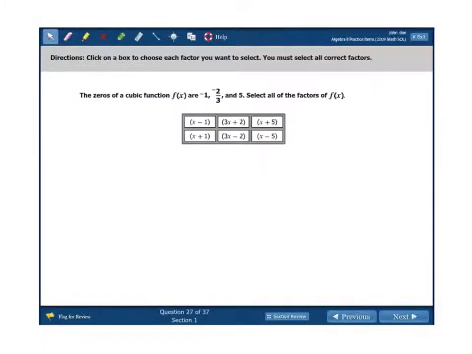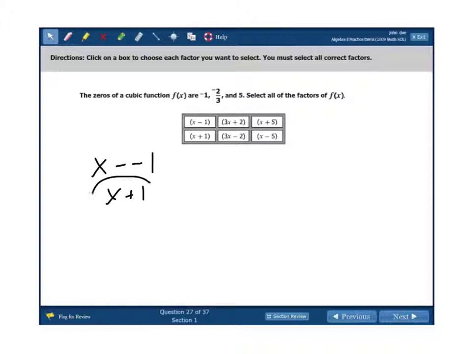Next question. Click on a box to choose each factor you want to select. Choose all correct factors. So we got 6 to choose from. They're giving us the zeros. So it's a cubic function. We know there are 3 factors. So it's x minus 0.